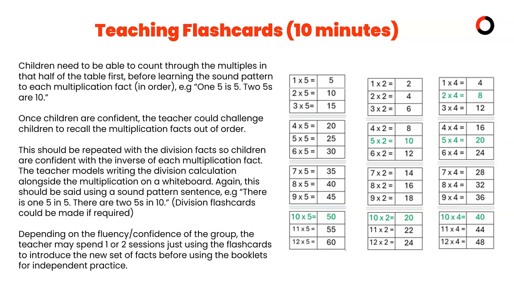So you'll see that you have the teaching flashcards, which takes 10 minutes. The children need to be able to count through the multiples in each half of the table first before learning the sound pattern to each multiplication fact, such as 1 5 is 5, 2 5s are 10. Once children are confident, the teacher or the teaching assistant could challenge the children to recall the multiplication facts out of order. This should be repeated with the division facts so children are confident with the inverse of each multiplication fact. The teacher models writing the division calculation alongside the multiplication on the whiteboard. Again, this should be said using a sound pattern sentence.